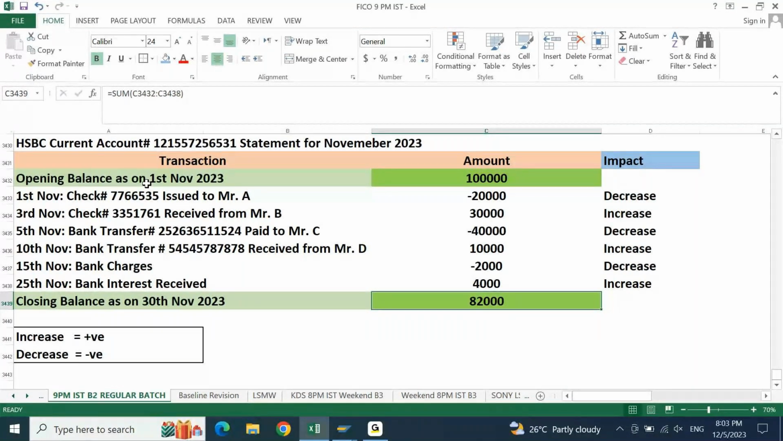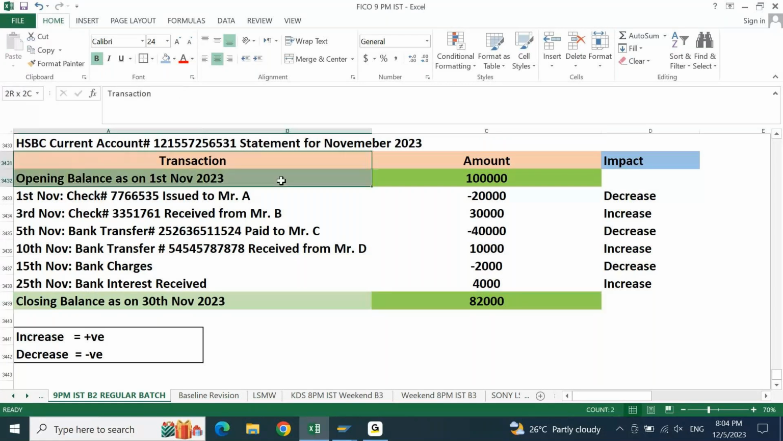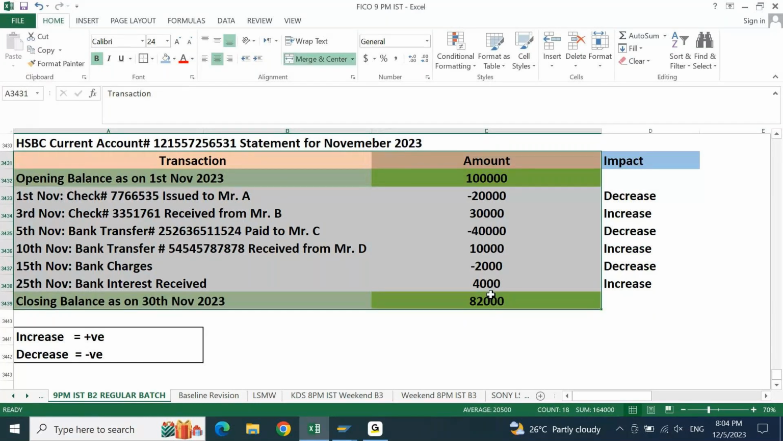First, we need to have a statement. We are assuming this is one of the statements. We are taking this one as the sample bank account statement that we are receiving from the bank. I will put a table for it. Okay, this is a bank statement that we are considering.